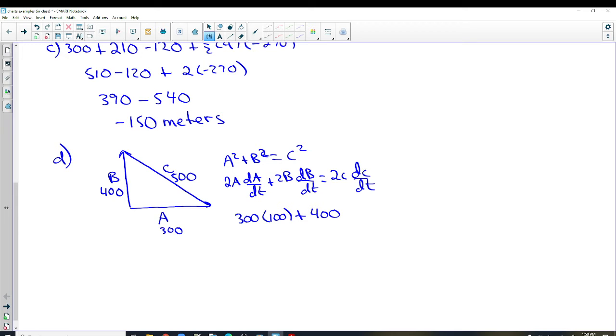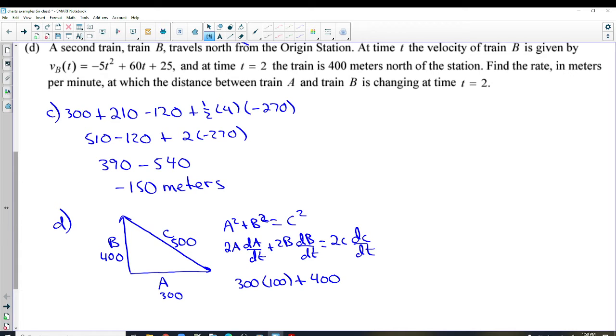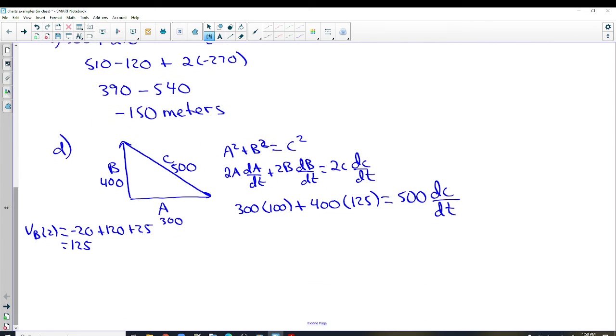Oh, and we need dB/dt. That's a rate. And they gave us an equation for that, the velocity, the rate. So if we plug in vB of 2, that's negative 20, plus 120, plus 25. So the 20s will cancel, and the rate is 125. And we know that C is 500. And we're trying to find out how fast they're going away from each other. So that's what we want to know.